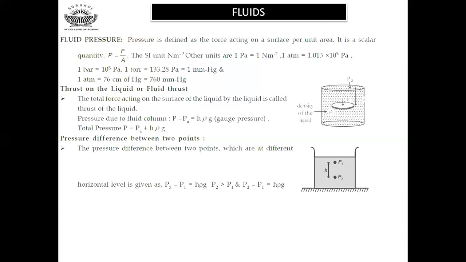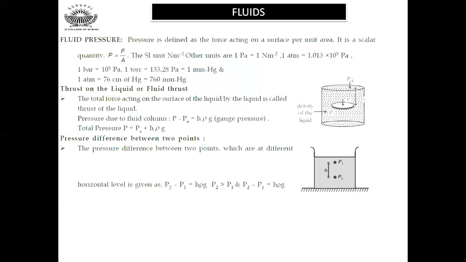Thrust is the total force acting on the surface by the liquid, and it is called the thrust of the liquid. Here, the pressure at the bottom due to the liquid column will be given by P minus PA equals rho gh. PA is the atmospheric pressure here, and the difference between P and PA is called the gauge pressure.